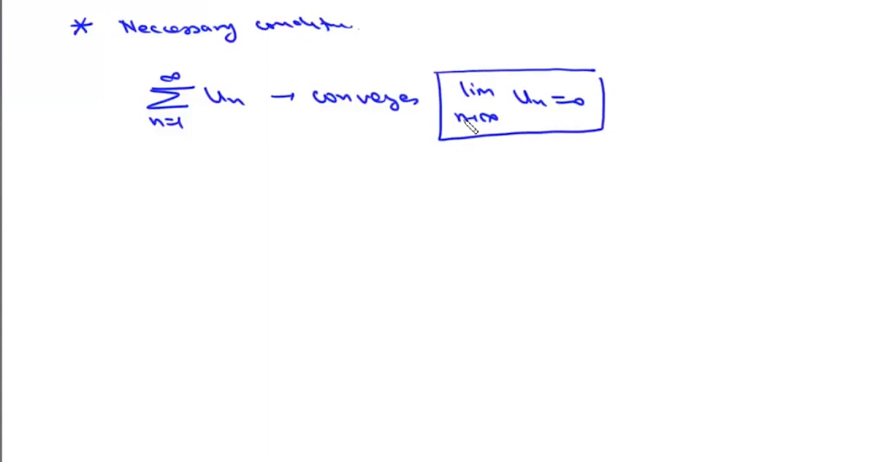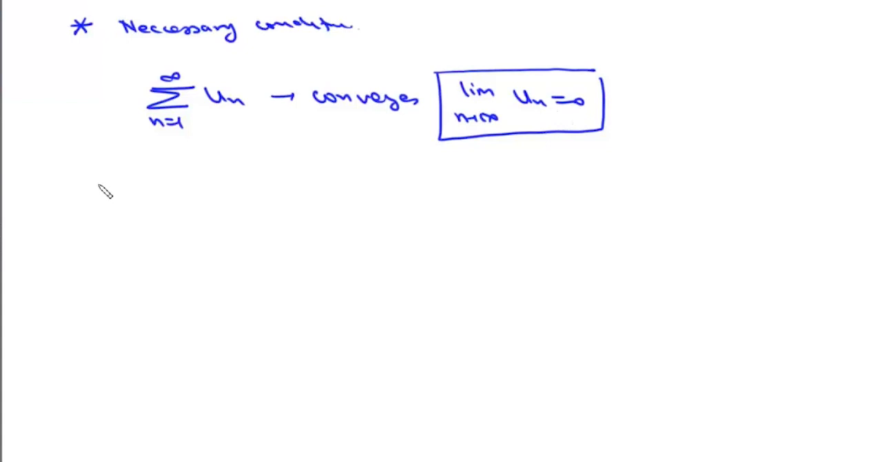Now you have to keep this in mind. This is neither a sufficient condition, nor is it true vice versa. So while solving questions for infinite series with positive terms, there will be many cases where you can straight away say the series diverges because this limit, n tends to infinity of un, is unequal to 0.